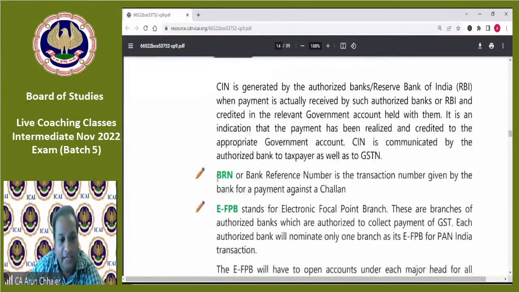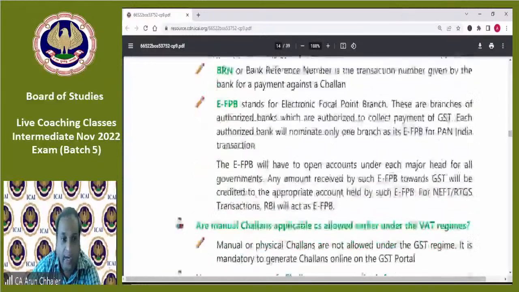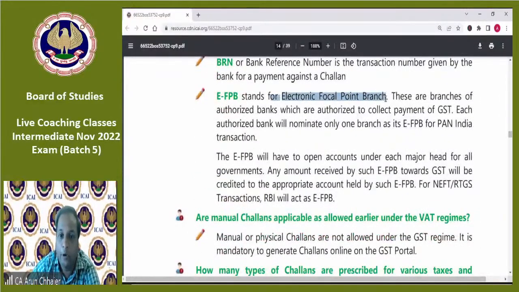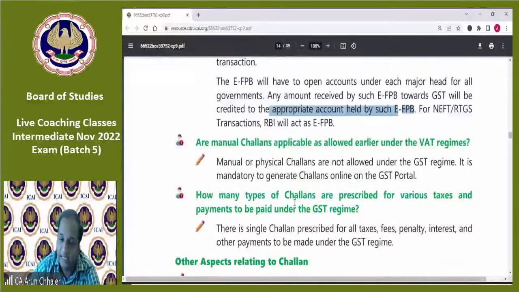BRN is the Bank Reference Number, the transaction number given by the bank for payment against challan. And EFPB stands for Electronic Focal Point Branch. These are the branches of authorized banks which are authorized to collect the payment of GST. Each authorized bank will nominate only one branch as its EFPB for Pan India transactions. EFPB will have to open an account under each major head for all governments. Any amount received by such EFPB toward GST will be credited to the appropriate account held by the EFPB. For NEFT, RTGS, RBI will act as EFPB. So that is okay. Banking system we have discussed.